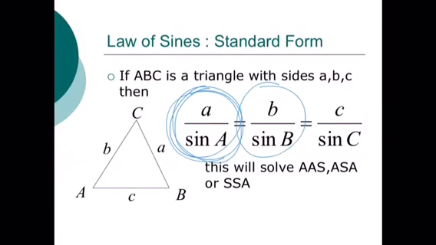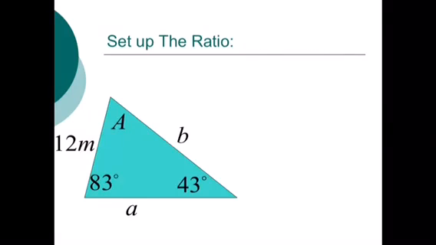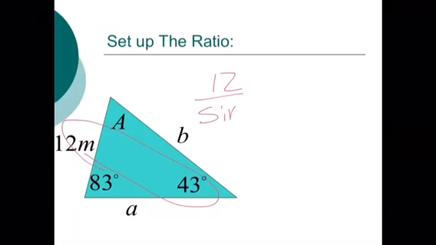Let's go ahead and apply it. Alright, so here we have a standard triangle, and all we're going to do here is try and set up the ratio. So the first thing that's very important to note is that we have a side and a corresponding angle. We have 12 meters and 43 degrees. So I'm going to start with setting up my ratio. I know that my side needs to go on top, so I have 12 over the sine of 43.